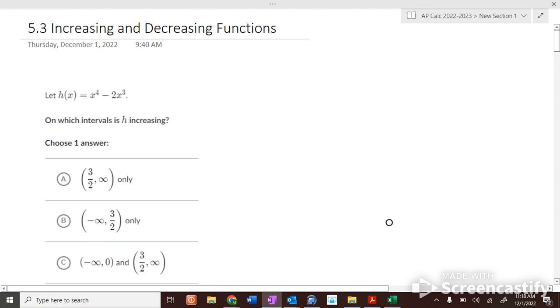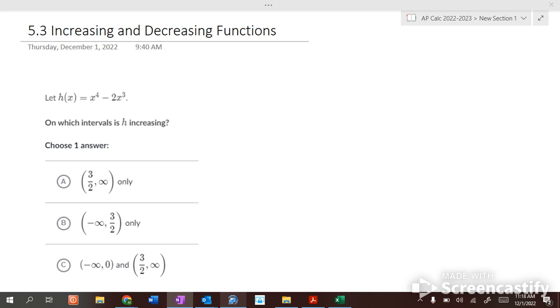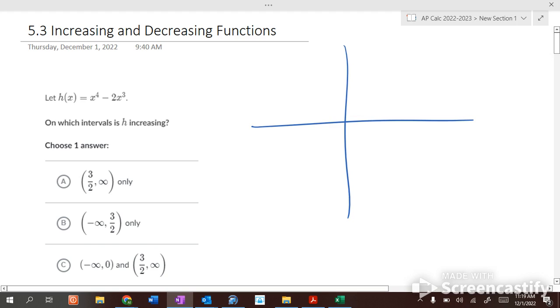Here we go for increasing and decreasing functions. What in the heck does this graph look like? I don't know. Let's graph it and find out. We could plug in a 0, we get 0. Plug in a 1, we get 1 minus 2 is negative 1. Plug in a 2, and I don't know what we get. That'd be kind of hard. I mean, we could throw it in a graphing calculator.